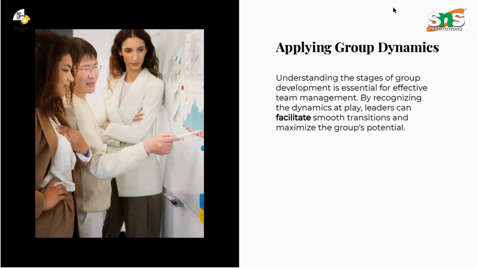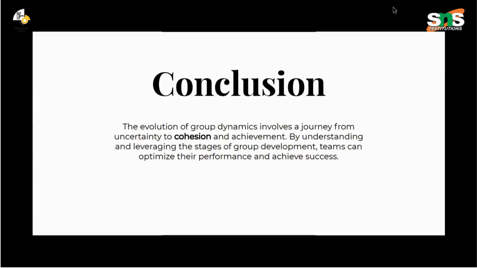Understanding the stages of group development is essential for effective management. By recognizing the dynamics at play, leaders can facilitate smooth transitions and maximize the group's potential. We are now at the conclusion. The evolution of group dynamics involves a journey from uncertainty to cohesion and achievement. By understanding and leveraging the stages of group development, teams can optimize their performance and achieve success. Thank you so much.